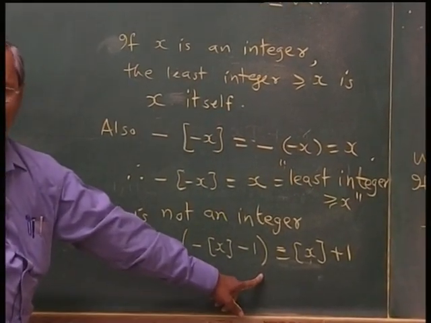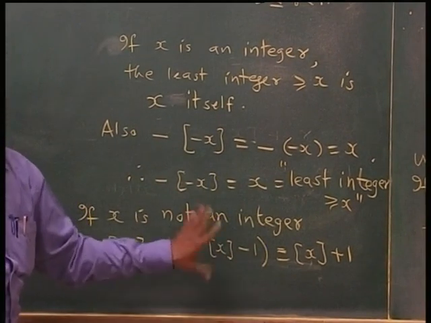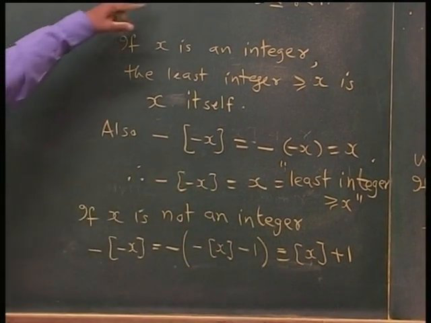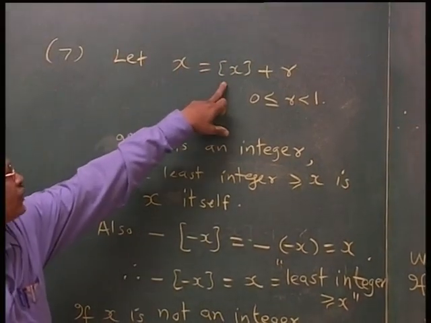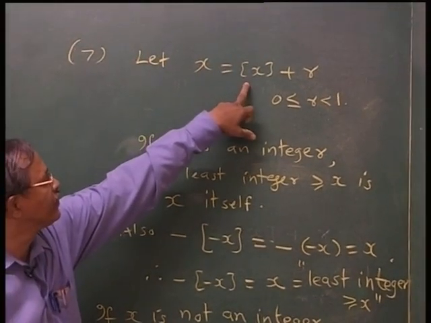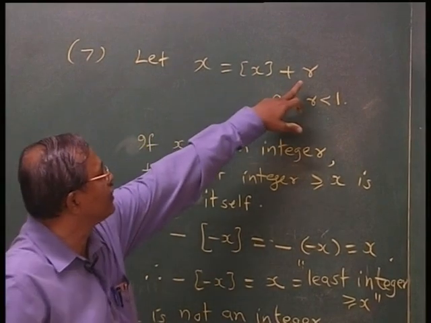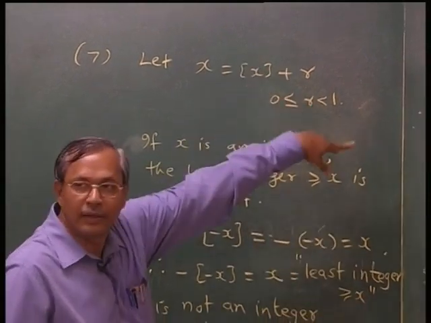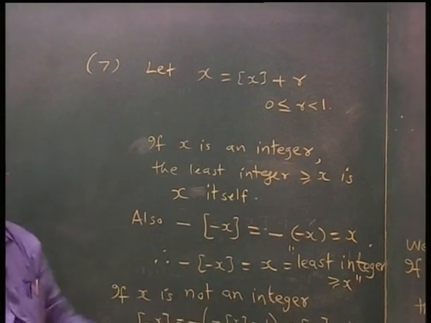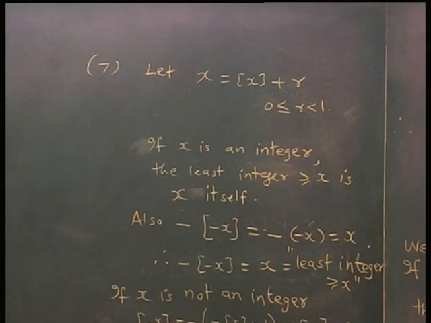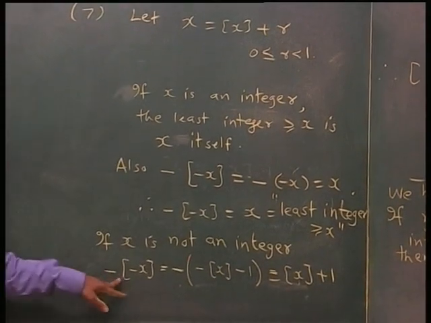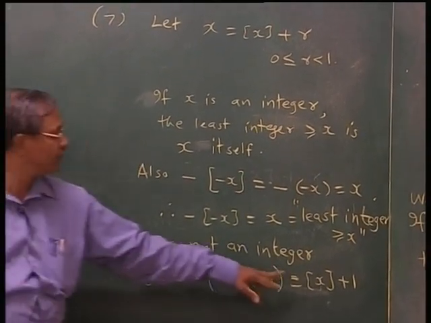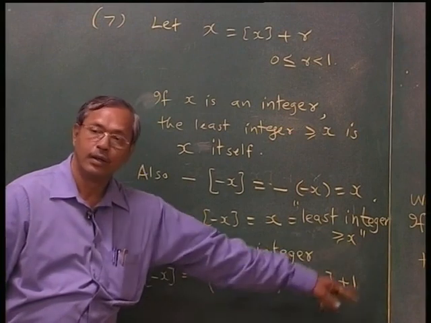Okay, I used property 5 here. Otherwise you can do it directly also, just calculate it. From this expression you calculate, write down minus x, which is minus of integral part of x minus of r, that is minus 1 plus 1 minus r. So you can calculate it directly or use that property 5. So you have got the value of minus of integral part of minus x. It comes out to be this.